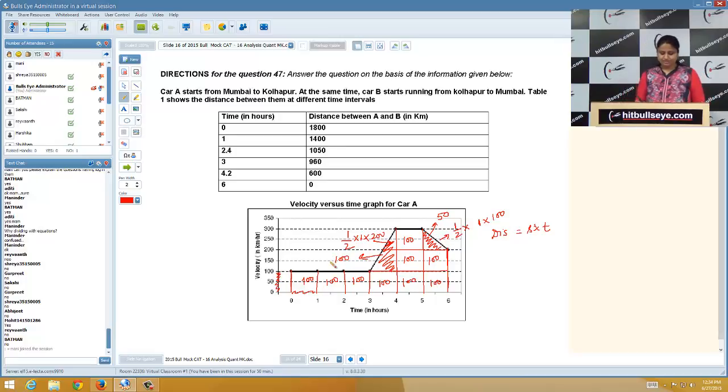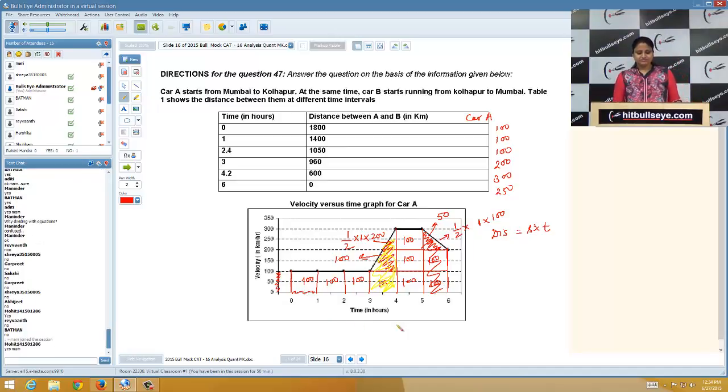So we can say by car A, the distance moved in the first hour is 100, in the second hour it will be 100, in the third hour it will be 100, but in the fourth hour it will be 100 plus 100. We will take the complete height, the yellow portion. It will be 200. In the next hour it will be 300, in the next hour it will be 250. We will take this complete area. Is it okay, Mohit? Since we have calculated the distance traveled by car A, the distance by car B you can calculate by taking subtraction.